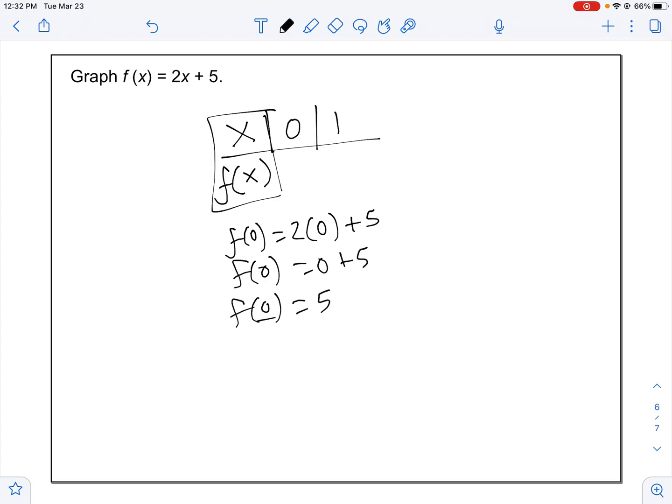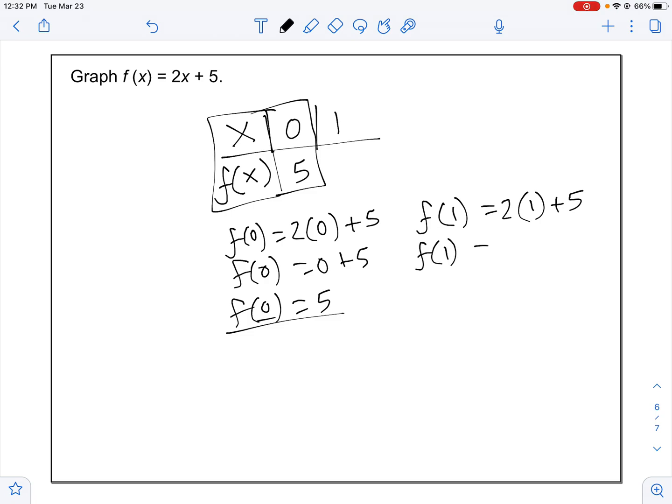So when x is 0, f of x equals 5. Now we're going to also check it out when x is 1. So we're going to get 2 times 1 plus 5. So f of 1 equals 2 plus 5. So f of 1 equals 7.